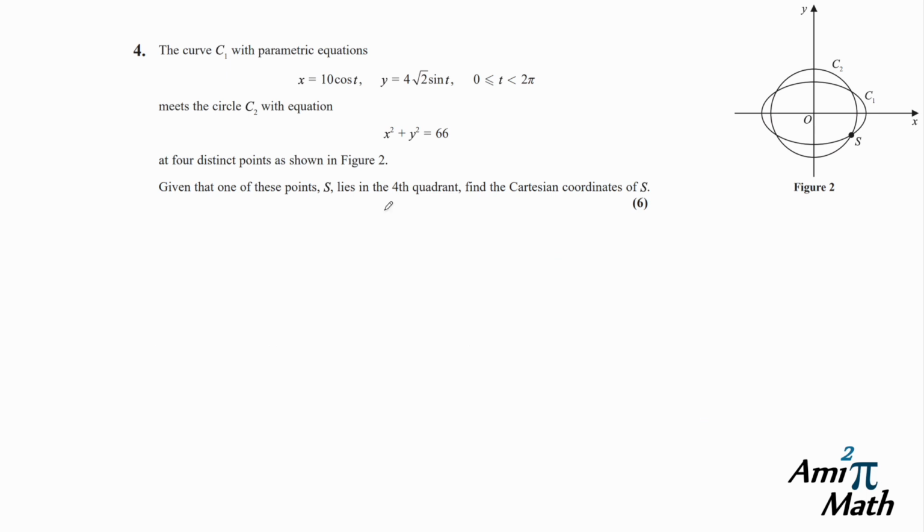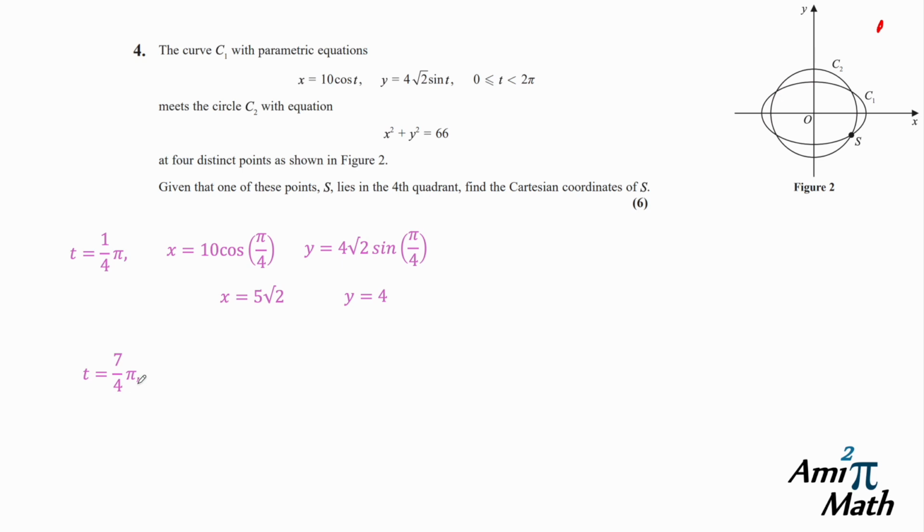Okay, so now we can find x and y coordinates. We already have our t, so we can just sub it into these equations. So when t equals 1 over 4 pi, x equals 10 cos pi over 4, which is another way of saying 1 over 4 pi, and y equals 4 root 2 sine pi over 4, you get x equals 5 root 2, y equals 4. Now immediately we know that, well, is this correct? The x term is positive, the y term is positive, so that gives us somewhere around here, which is obviously not S, so we need to keep going.